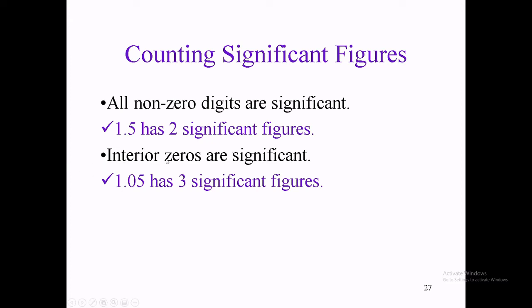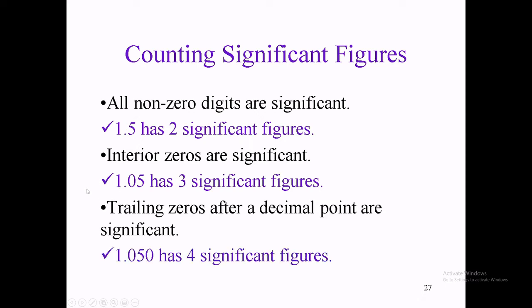Okay, so all interior zeros are significant. Now, what do we mean by an interior 0? We mean that this 0 here is between 2 non-zero numbers. Okay, so even if there was another 0 here, if there is a non-zero number to the right of any set of zeros and a non-zero number to the left of any set of zeros, all the zeros in between are significant. So any interior ones.